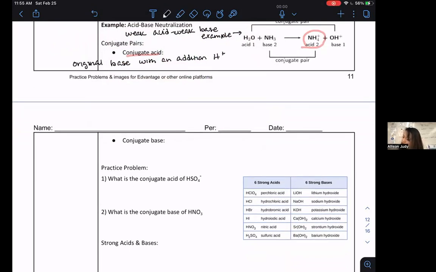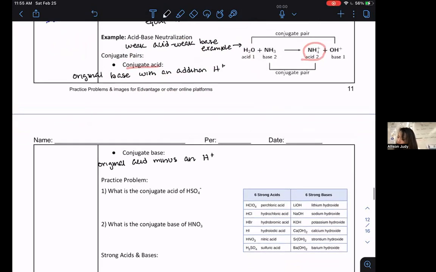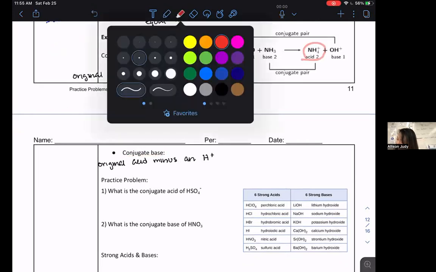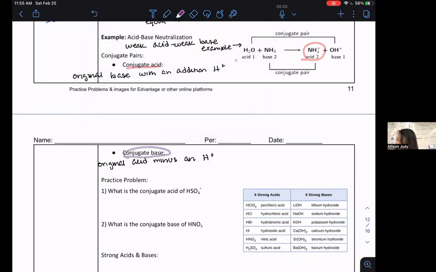And then we would say that our conjugate base was our original acid minus an H plus, minus a proton. So for us, our conjugate base is OH, and that's definitely supposed to be a minus. I don't know why that looks like a plus, okay? An OH minus, all right? And a hydronium ion.